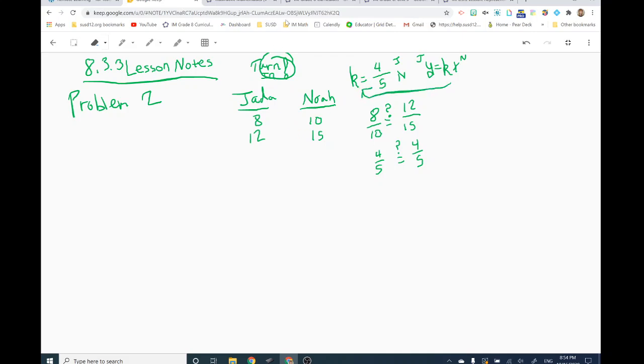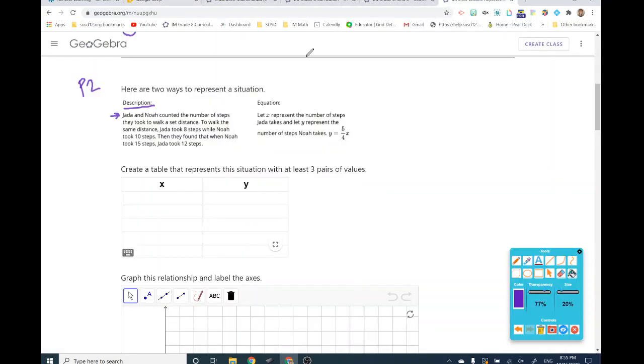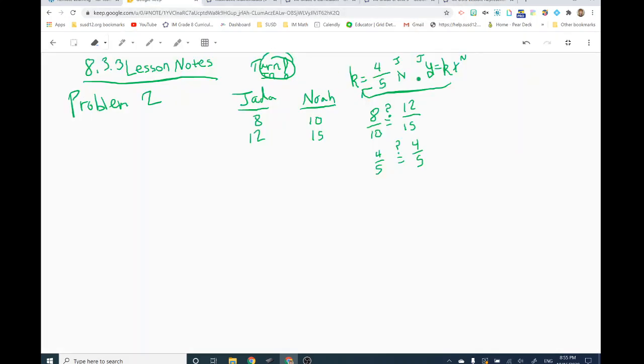Okay, let's look at the next part of the problem. We took notes on the first part, but let's keep going. Now it tells us the equation. Let x represent the number of steps Jada takes. Uh-oh, I think I have that backwards in my notes, don't I? Yeah, I put Jada as y. I'm going to erase that.